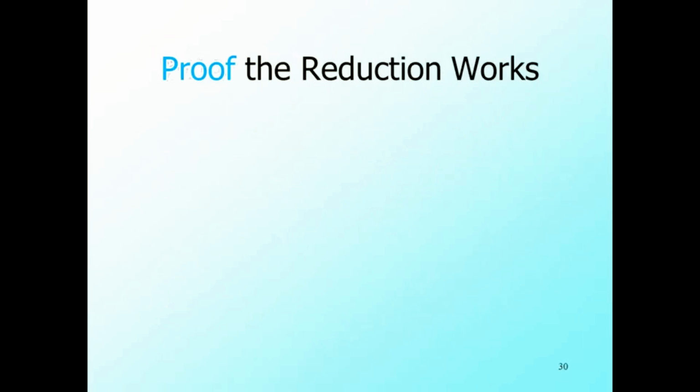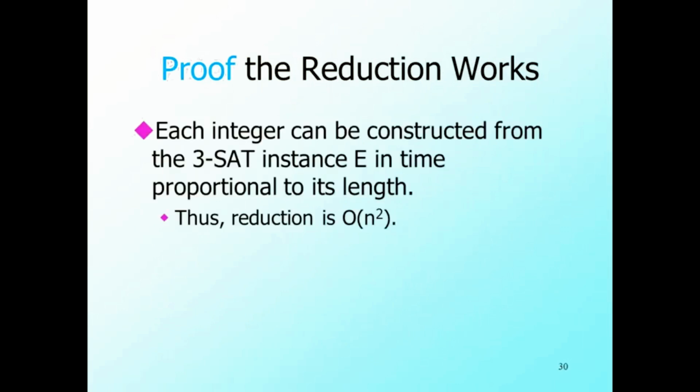Now we need to prove the construction we just gave works. First, I hope you see how to construct a single integer for the output in time proportional to n, which is both the length of the input expression E, and to within a constant factor, the length of the integer itself. Since the number of integers is proportional to the number of clauses plus the number of variables, and there can't be more than n variables in an expression of length n, it is also true that the number of integers in the output is at most proportional to n. Thus, the output can be constructed in time on the order of n squared, and the transduction is polynomial time.